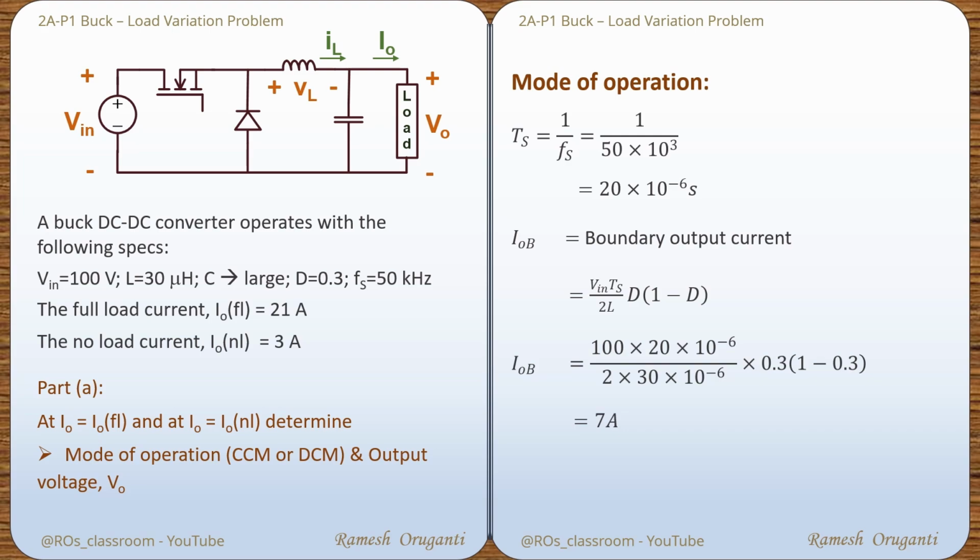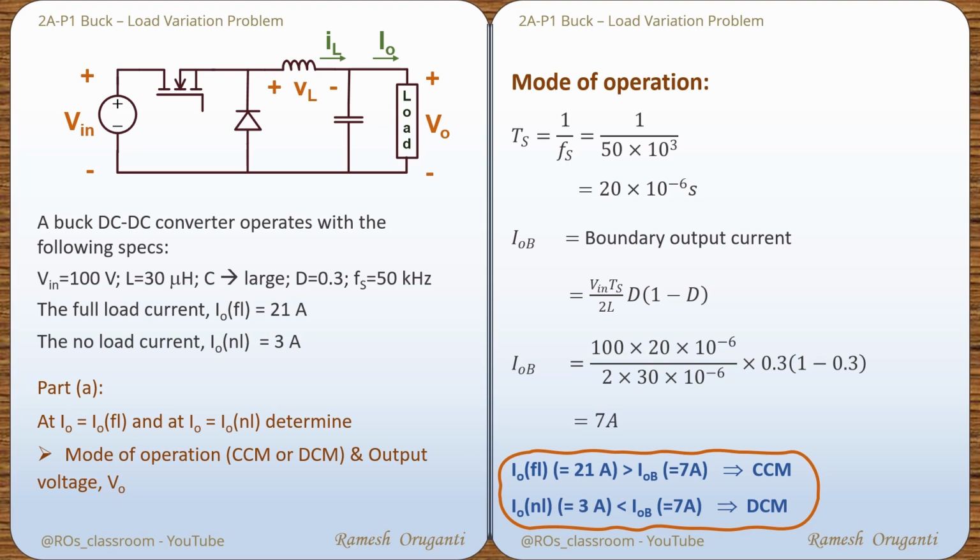This is the current at the boundary between CCM and DCM. So if the output current is more than this boundary current, it is CCM. If the output current is less than this boundary current, it is DCM. So at full load, I0 FL is 21 amperes, which is more than 7 amperes. So that is CCM. At no load, I0 NL is 3 amperes, which is less than 7 amperes. So it is DCM. So it's a very straightforward application of the boundary current idea.